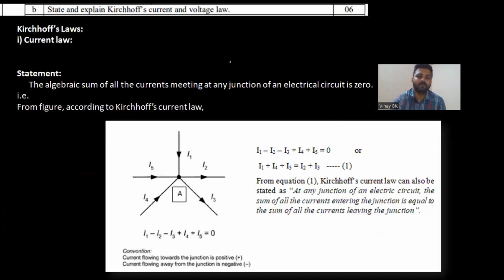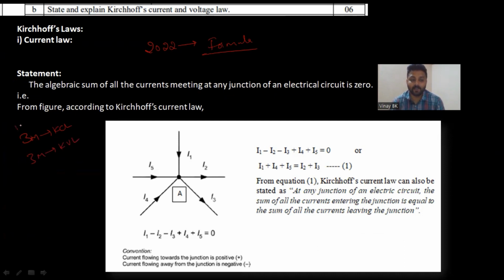Similarly, the next question is: state and explain Kirchhoff's current law and voltage law. I have a hint here. In the 2022 scheme, you will get a formula handbook. If you do not remember the statement, you can see it in the formula handbook. The only thing is that you need to write the explanation. But for knowledge purposes, you should know the statements of KVL and KCL. They asked it for 6 marks, 3 marks for KCL and 3 marks for KVL.